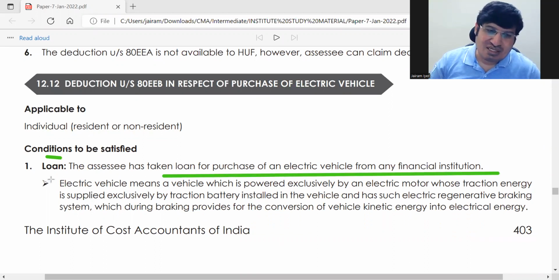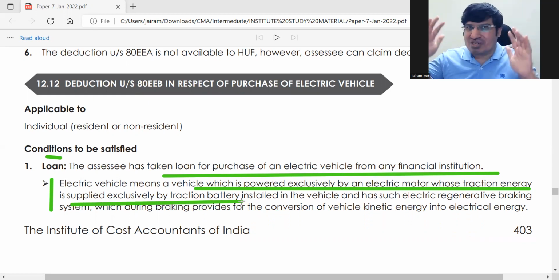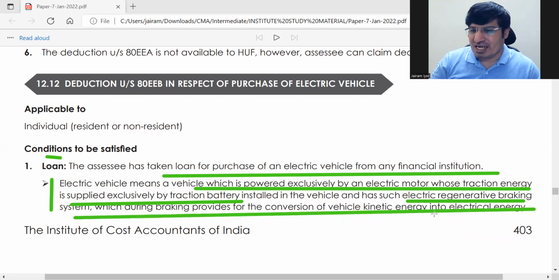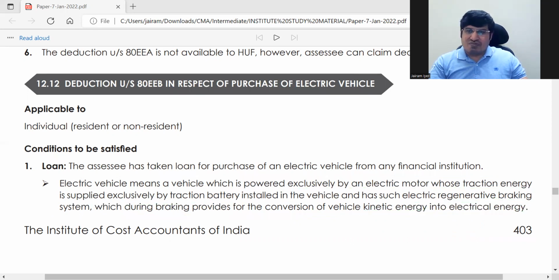Here electric vehicle is defined. You don't have to learn this exhaustively. Just the technical definition: a vehicle powered by an electric motor whose traction energy is supplied exclusively by traction batteries. These things you don't need. Just read it once, so you will know what it is. Don't really need to learn it. Such electric regenerative braking system, all that, it's an electric vehicle basically. Conversion of vehicle kinetic energy into electrical energy. Just read it once or twice and leave it. That's it. You don't need the definition, only need to know it has to be an electric vehicle. This is the technical definition of electric vehicle.